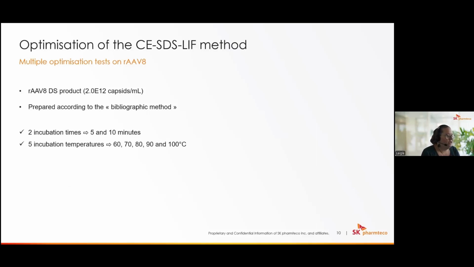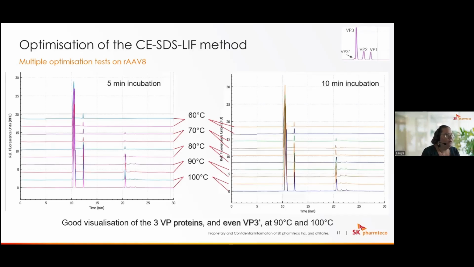For this optimization, and on the advice of SciEx, with whom we worked closely during all tests, we started by adjusting the incubation times between 5 and 10 minutes and the incubation temperature between 60 and 100 degrees Celsius for the 2 incubations carried out for the denaturation and labeling of VP proteins. We obtained this type of electropherogram on which we have a good visualization of the 3 VP proteins and even of VP3 prime, which corresponds to a truncated form of VP3 protein, at 90 and 100 degrees Celsius.